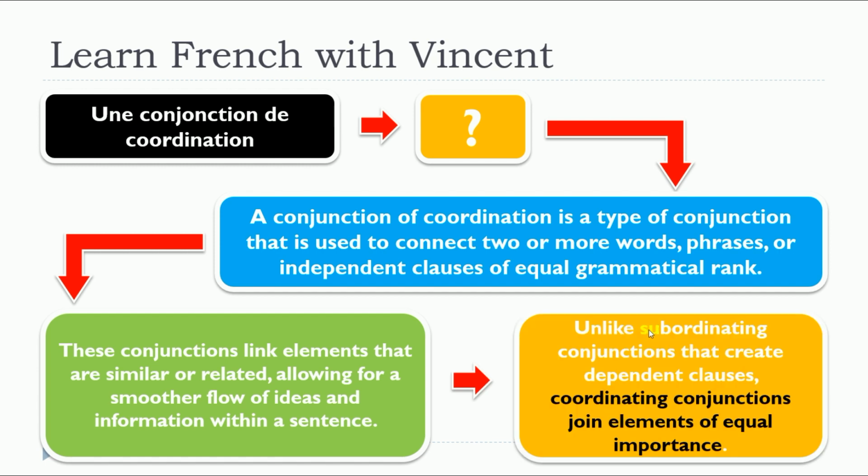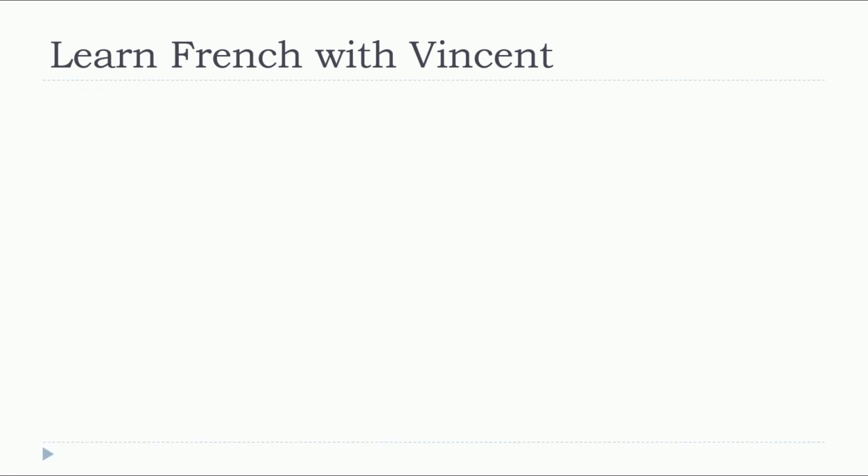And unlike subordinating conjunctions that create dependent clauses, coordinating conjunctions join elements of equal importance. And this is really important. It means that these elements that will be connected with the conjunction will have equal importance in the sentence.